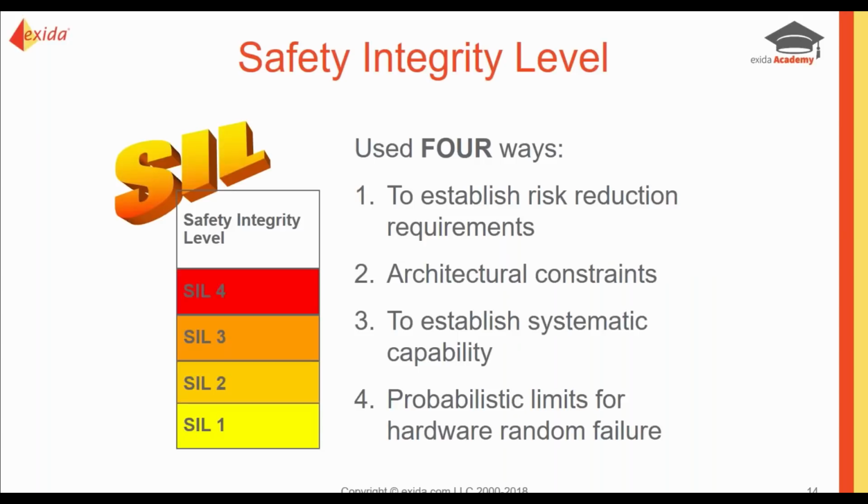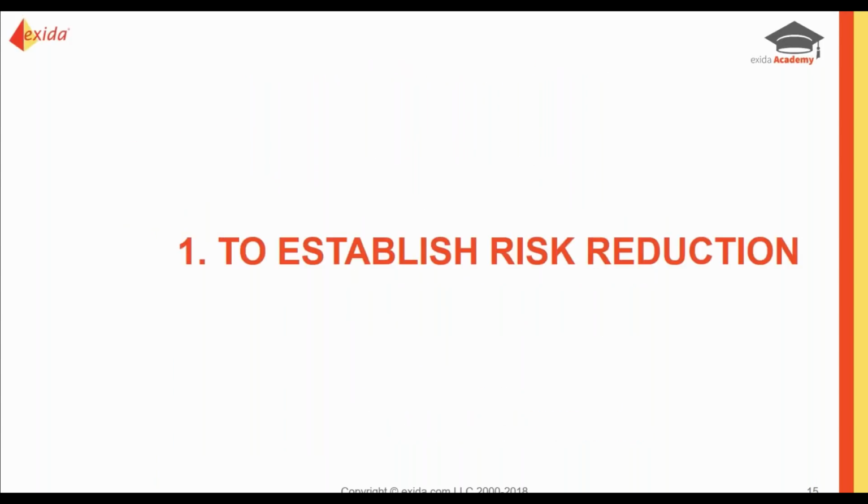You can establish risk reductions by your SIL level. You can establish your architectural constraints. You can establish your systematic capability, and you can establish your probabilistic limits for hardware random failures. And we're just going to quickly explain what each of these 4 mean before we get into our examples in our SIF verification. So the first way you use your SIL is to establish risk reduction.